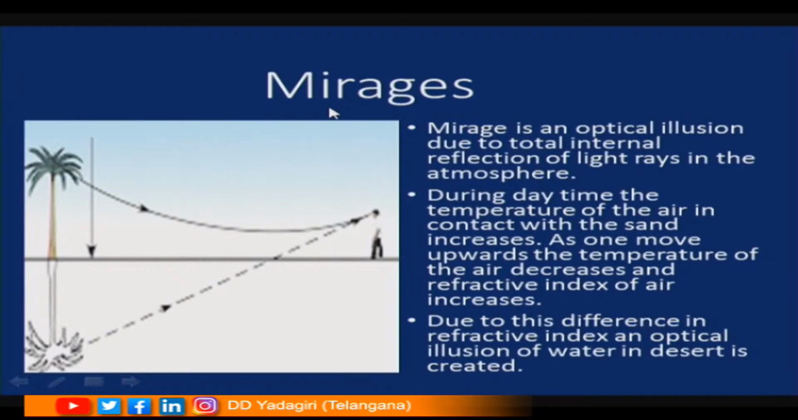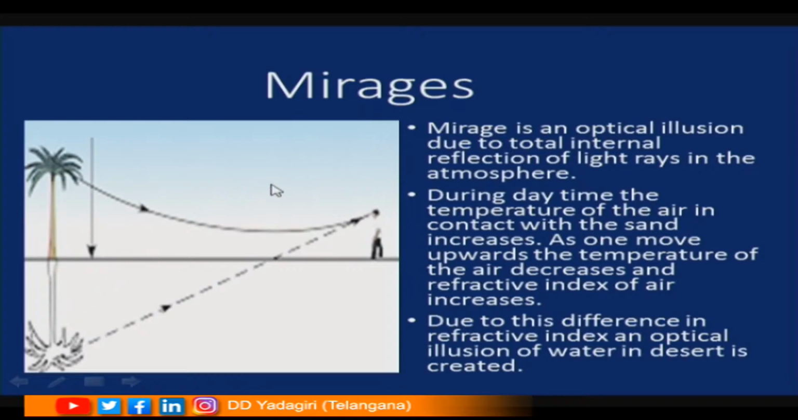Now, see what mirages are. In the picture, you can see that a person is viewing a tall tree at a long distance. When he is watching, the tree appears to him in an inverted position. This is due to one of the properties of total internal reflection. Why is the person seeing the tree in the inverted position? This is an optical illusion.